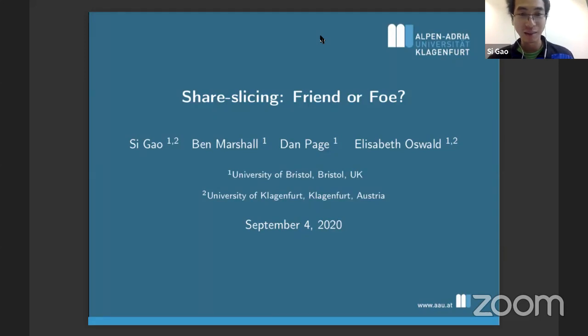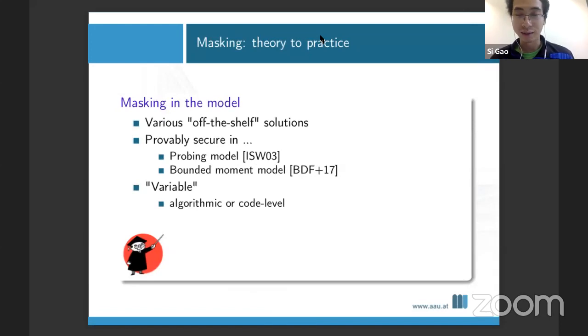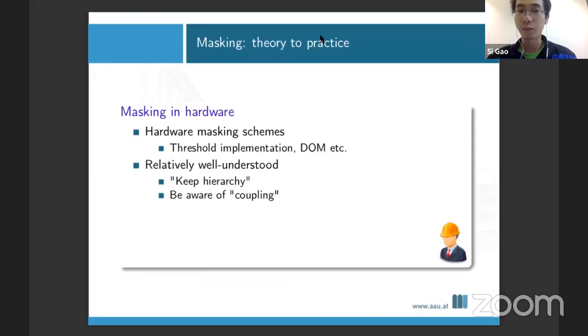My name is Sigao, and I'm presenting a joint work with Ben, Dan, and Elizabeth. We are at the final day of CHES already, so I guess everyone is already familiar with the threat of side channel analysis. One of the most prevalent countermeasures is masking. We already have a lot of off-the-shelf solutions. We have provably secure masking schemes in various security models, and they often require the variables or the intermediate states to satisfy certain security requirements. But on the other hand, we not only need the scheme, we also need a concrete implementation that works on hardware or software platforms.